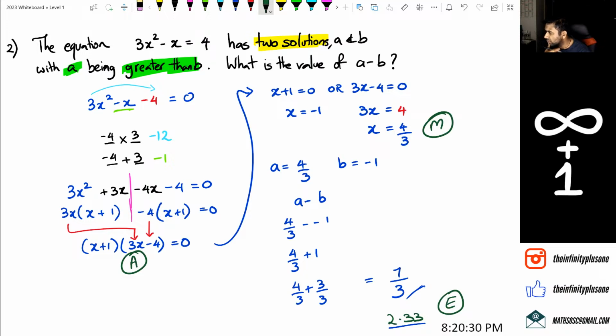What else? How did the 1 go to 3 over 3? Kayla, because 3 divided by 3 is 1. I'm just writing it so that it has the same common denominator so that I can actually add it.